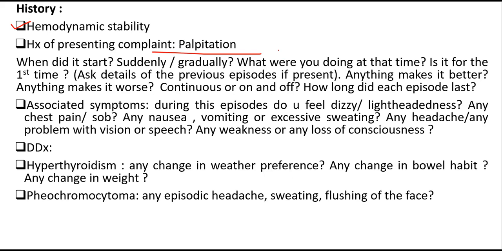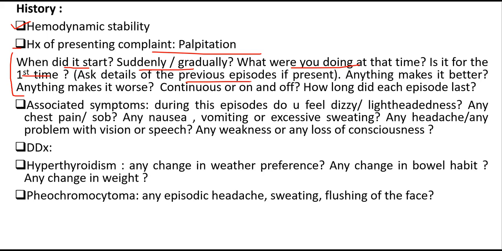The patient will give you some of the information, but you need to make sure you get this information. You need to know: when did it start? How did it start? That means, what exactly were you doing at that time? Did it start suddenly or gradually? And is it for the first time? Many times the patient will say, no, doctor, it's not the first time. So in that case, you have to ask the details of the previous episode.